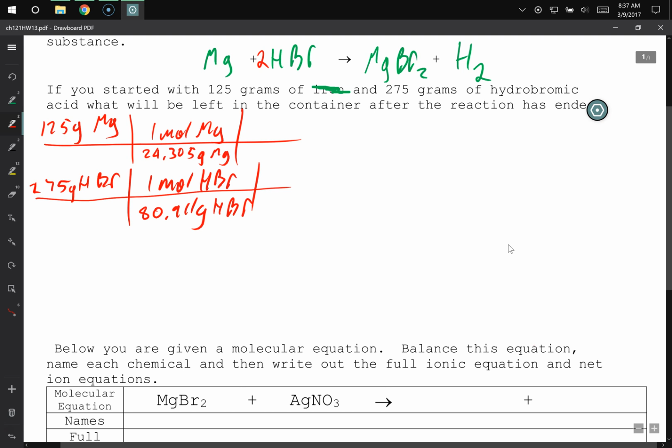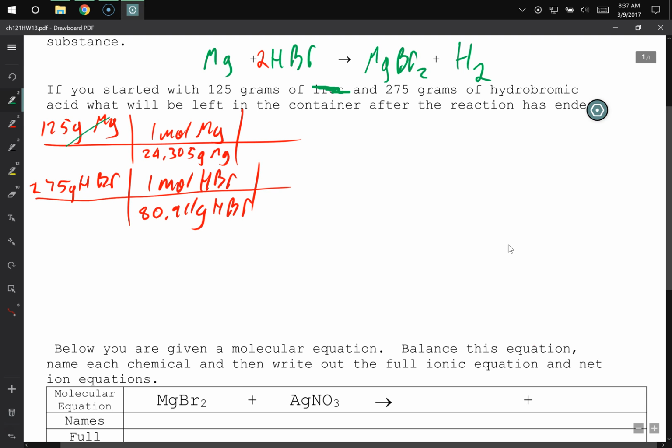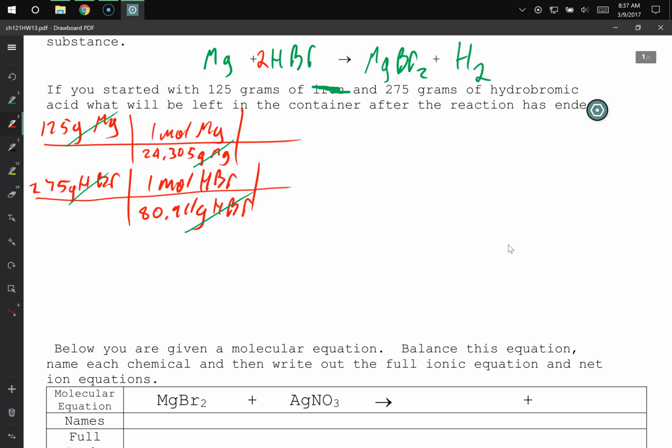So you do exactly the same thing with each of these. I start off with whatever I was given, and then I use the molar mass off of the periodic table. What do we do next? Look at the balanced chemical equation. I need to know what it is that I'm looking for, and in this case, what I want to know is what's left in the container after the reaction's finished. So, what do I need to think about to answer this question?